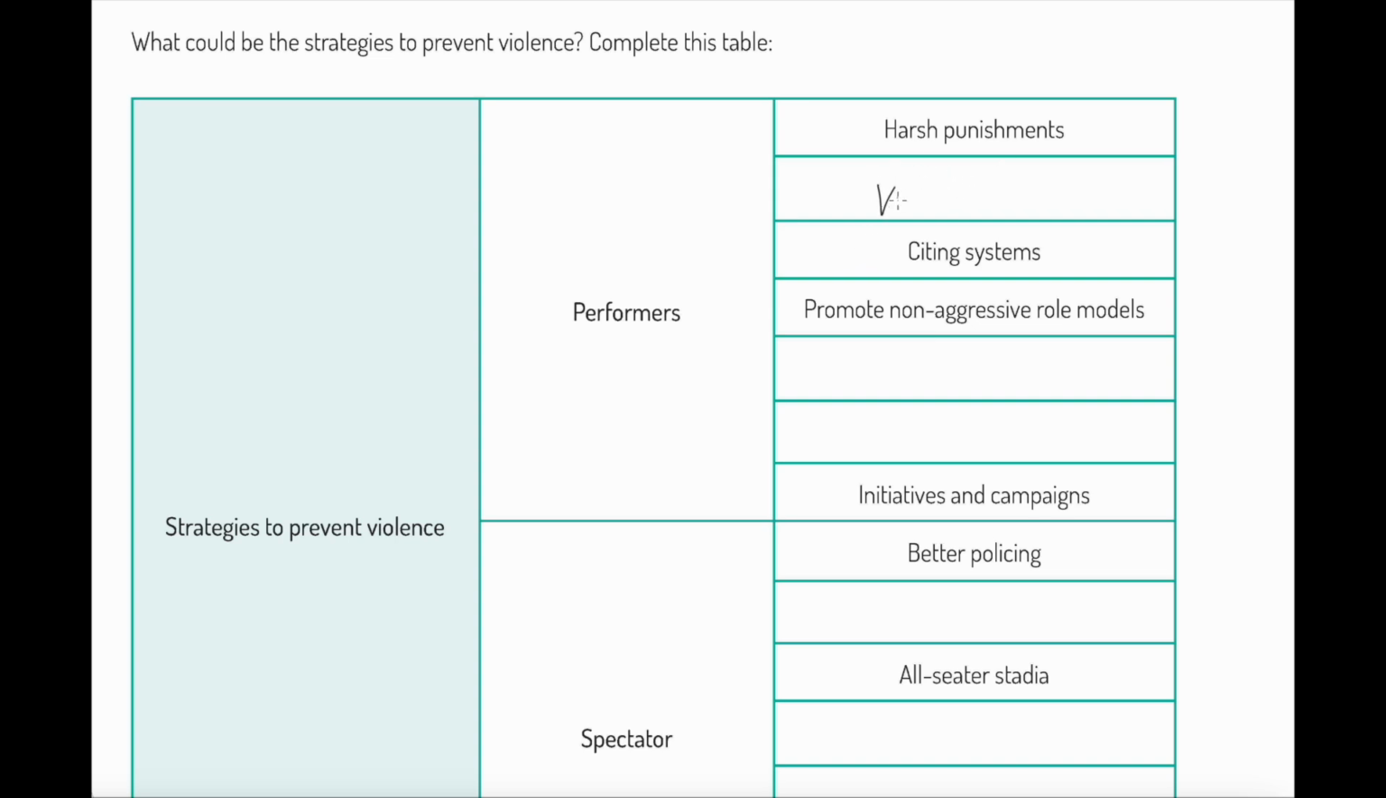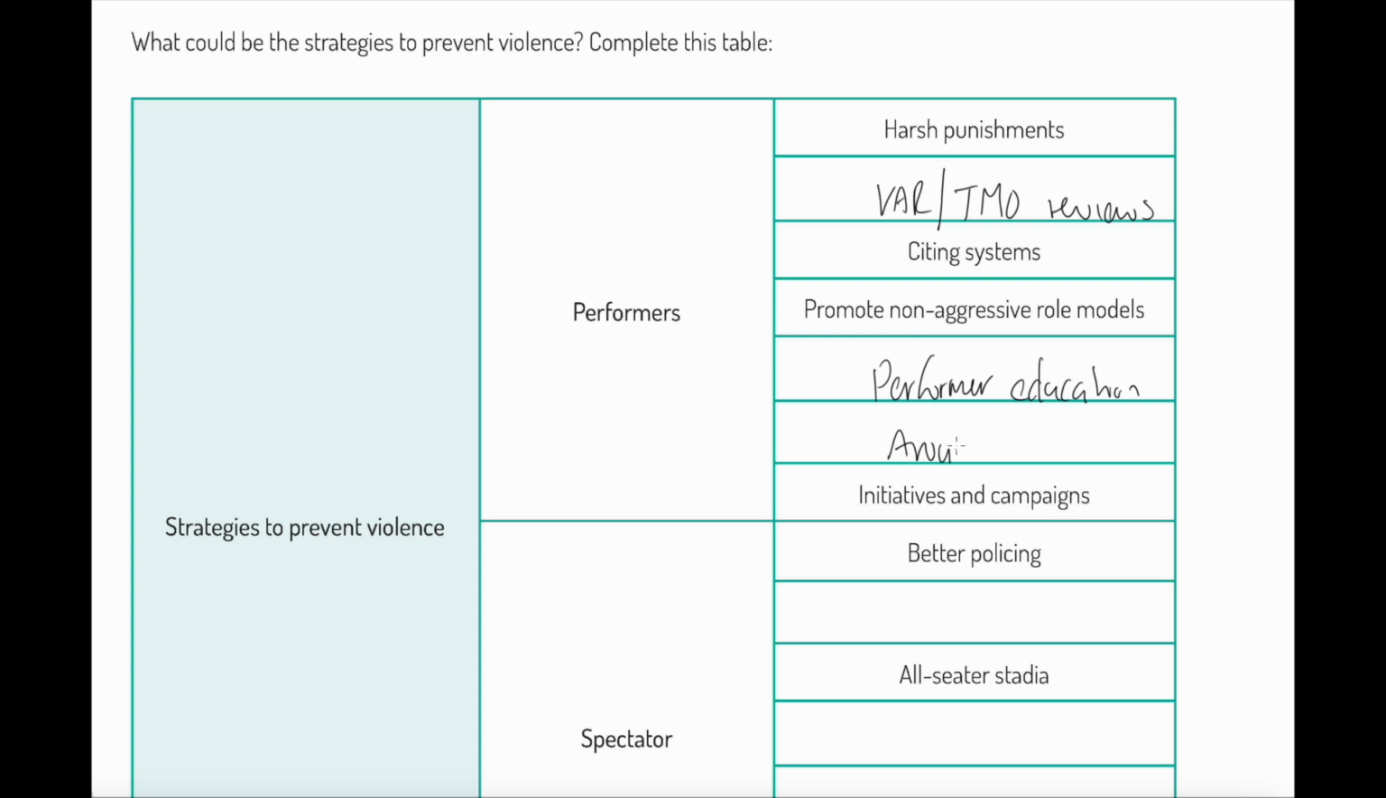Harsh punishments, we want the availability of VAR, TMO to show that things are happening, those reviews that can pick things up that get missed. Citing systems like a whistleblowing system, right? Promote non-aggressive role models. I've said this many times in my teaching, that encourage or incentivize being great rather than punishing what's bad. We could also have the idea of performer education, making sure that people are aware of the dangers of these things, these can happen, and maybe how to ward them off.